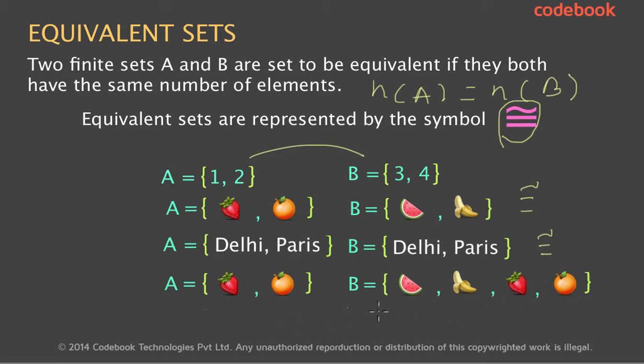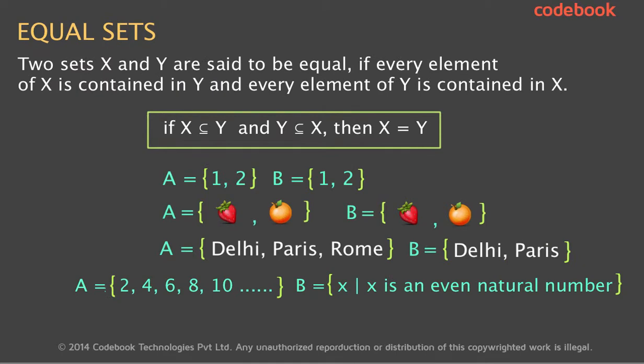Finally, there is another set, A equal to {strawberry, orange}, B equal to {watermelon, banana, strawberry, orange}. If you observe, the cardinality of set A is 2 and the cardinality of set B is 4. So these two are not equivalent sets. And the next relation we will look at is equal sets.